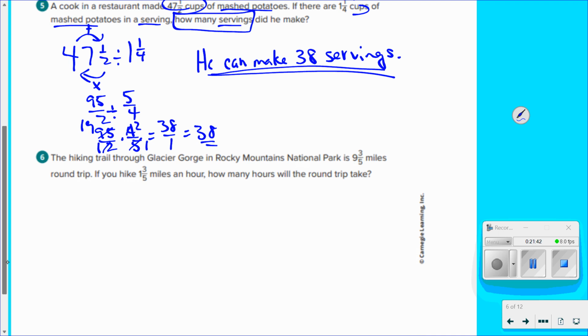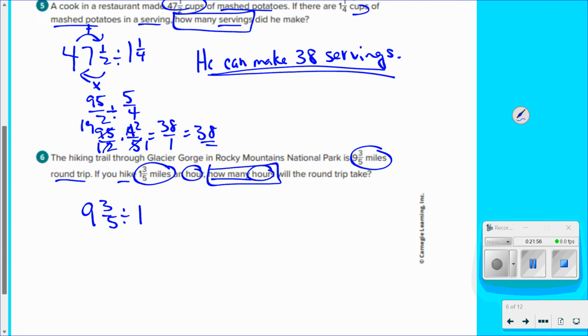And our last one, hiking trail, is 9 3/5 miles round trip. If you hike 1 3/5 miles an hour, how many hours will the trip take? There's our question. So we have the 9 3/5 being divided into 1 3/5 sections. Gives us 48/5 divided by 8/5. Now we do our keep, change to multiplication, flip.